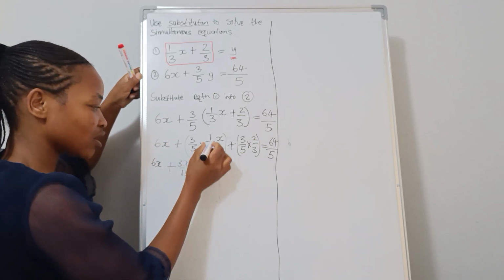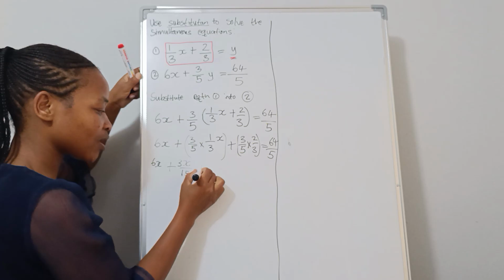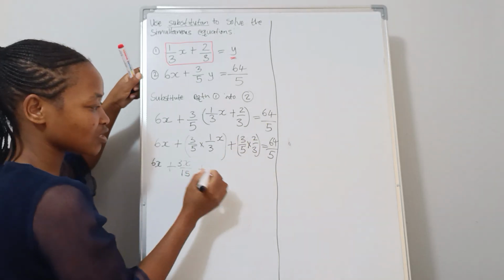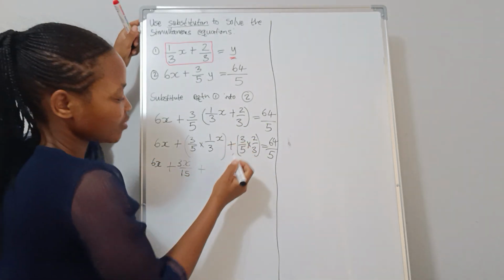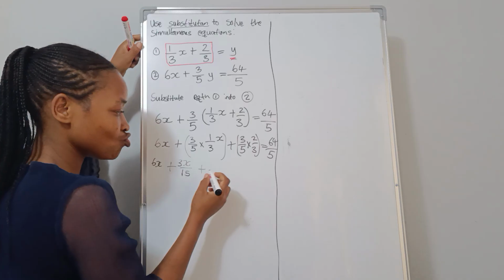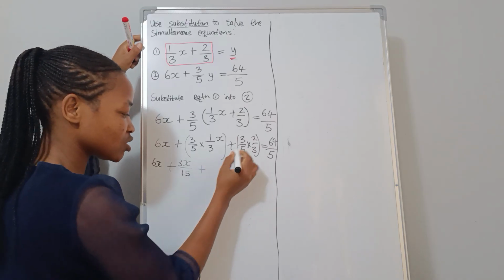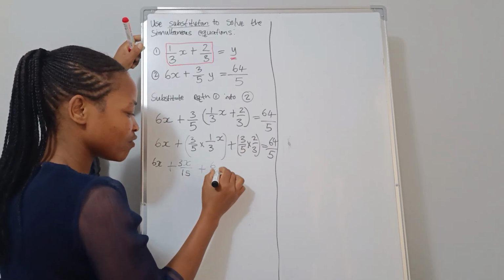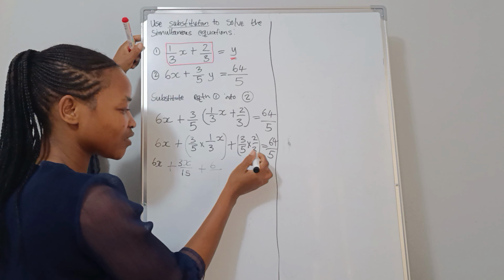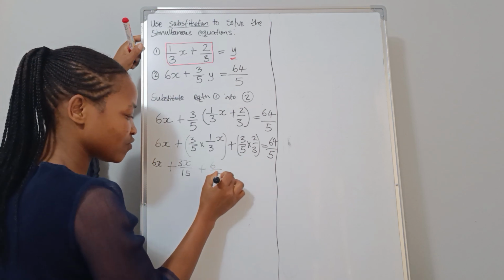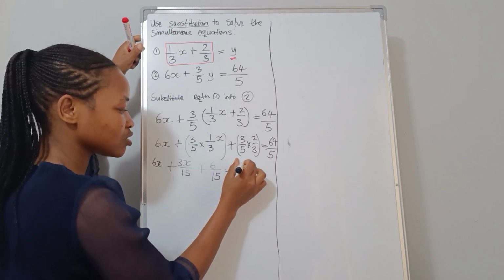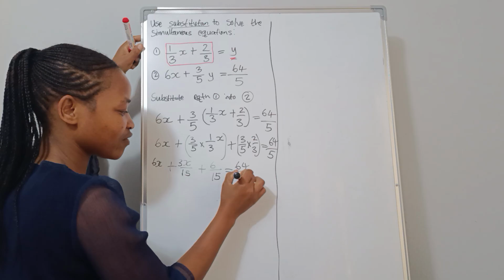Okay, so we have this for that, then plus this one stays as it is. So we have 3 times 2, same concept, which is 6 over 5 times 3, which is 15, equals 64 over 5.